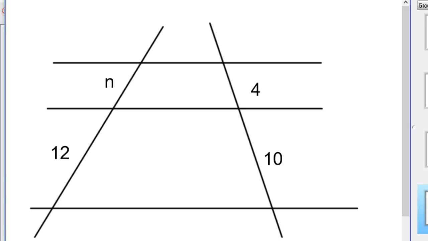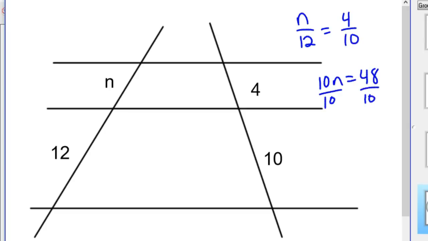It also extends to if you have 3 parallel lines. If you have 3 parallel lines, you do the same thing. You can go through and set up n over 12 equals 4 over 10, and cross multiply. So 10n equals 48. Then you divide both sides by 10, and n equals 4.8.